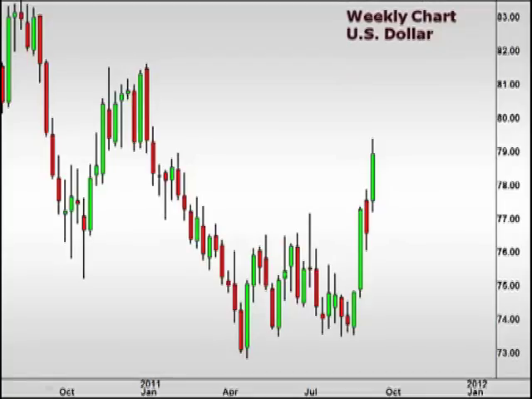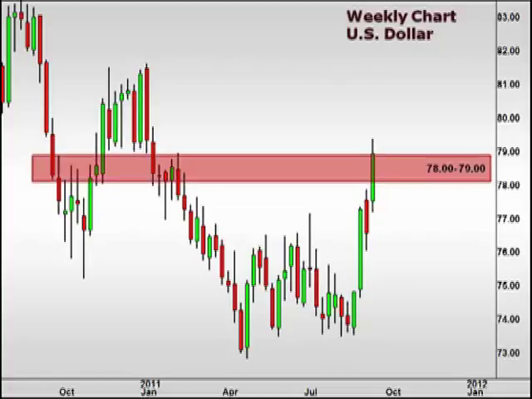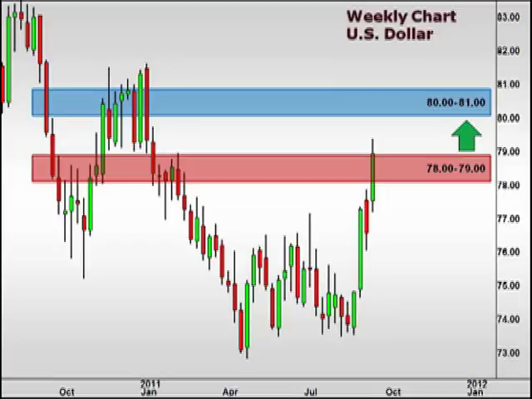Let's start off with a look at a weekly chart of the US dollar index. This is a great way to gain perspective as to how the US dollar has been trading against a basket of currencies. Well, we can see that the US dollar index rallied on last week's Fed statement and has broken above a key resistance at the 78-79 focal zone. Now, we may see a pullback after such a significant move. However, as long as 78 holds as support, we should see a push towards 80-81.